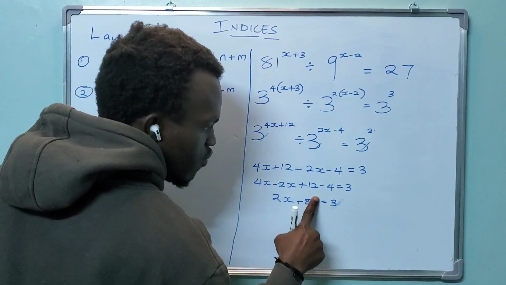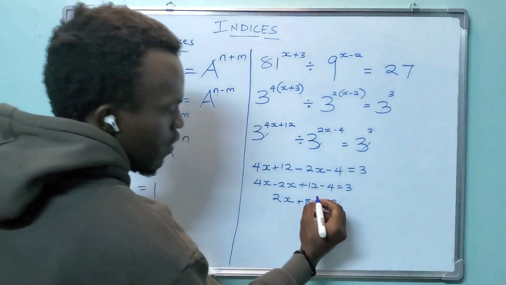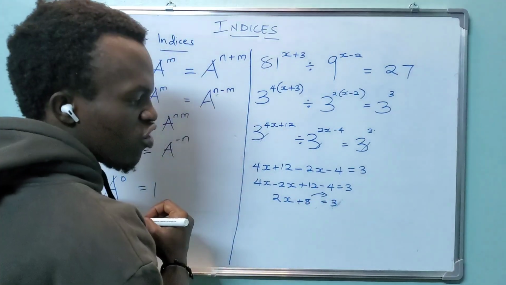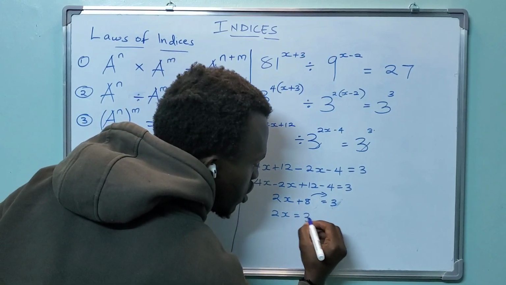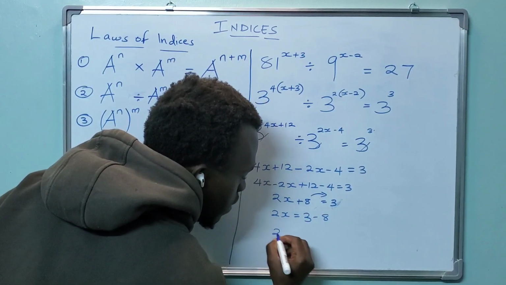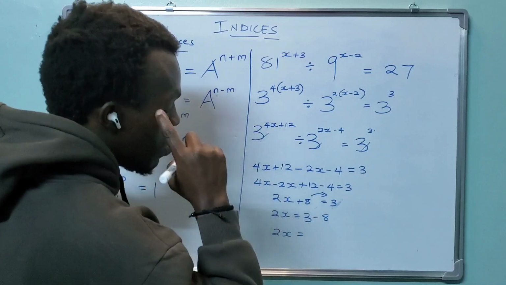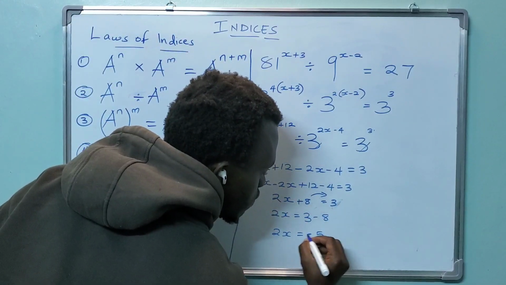Then I'll take, no, this one is just going to be 8, not 8x, sorry. Then I'll take that positive 8 to the other side, it will be a negative 8. I'll have here 2x being equal to 3 minus 8, which means 2x is equal to negative 5.